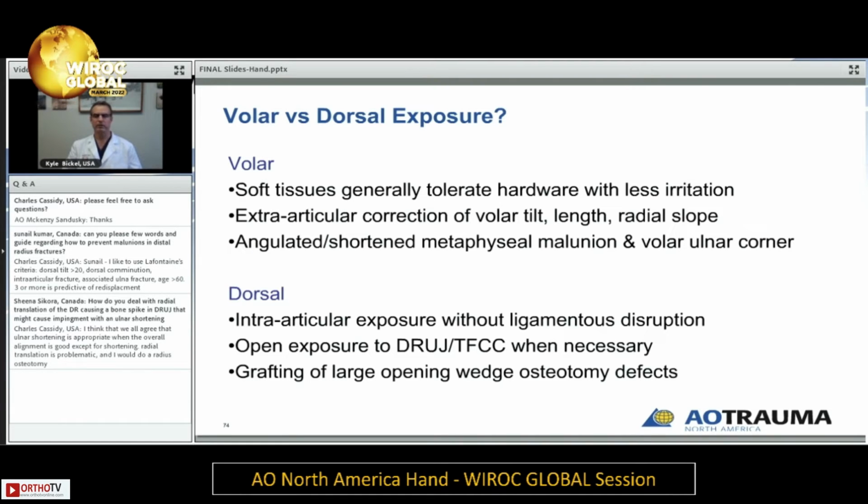And when we do have large opening wedge osteotomy defects, if they're quite large, and as we'll hear a little bit later on, if the volar cortex is no longer in communication, then we'll need to graft that. And sometimes with a large dorsal defect, it's just not possible to get a good bone graft in there from the volar side. So you should always reserve the right to go dorsally and counsel the patient that you may need to go dorsally if you have to bone graft a large defect.